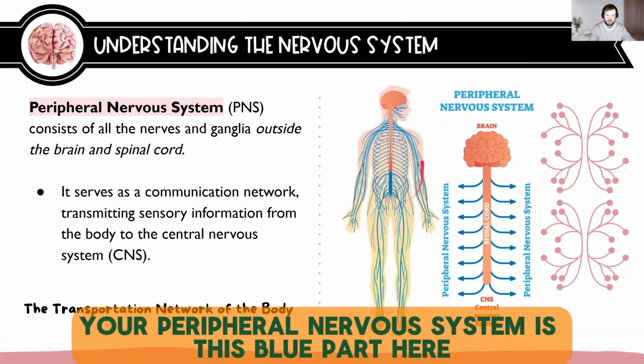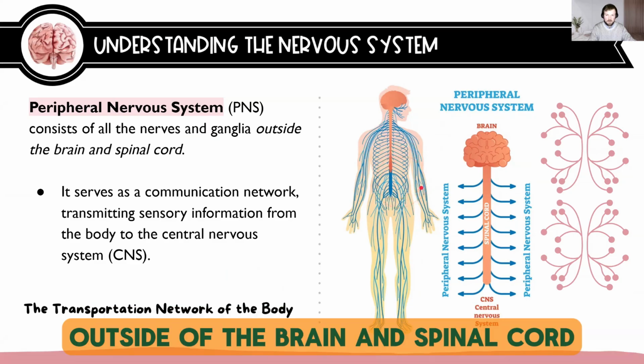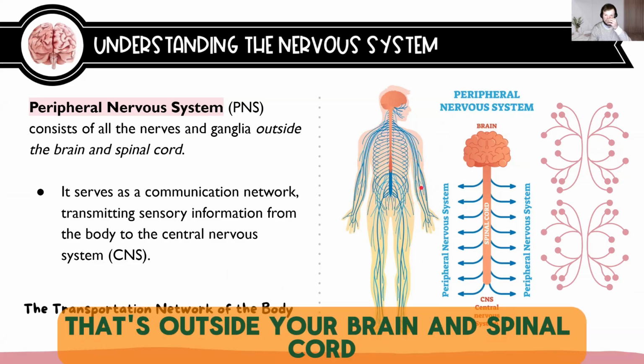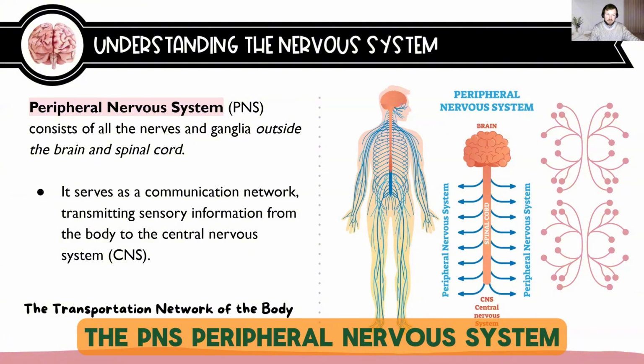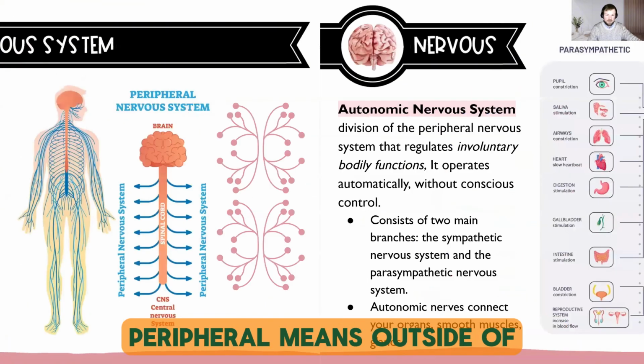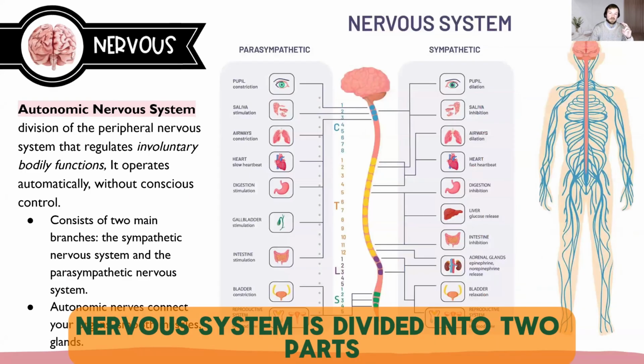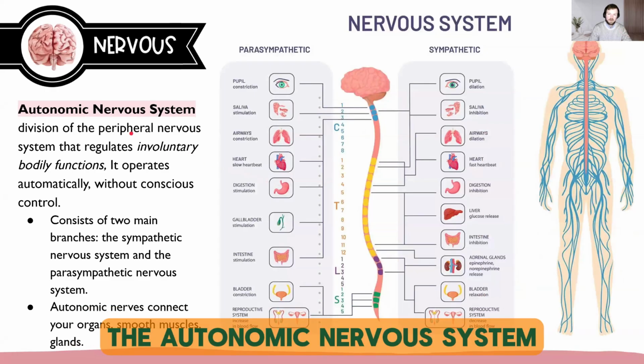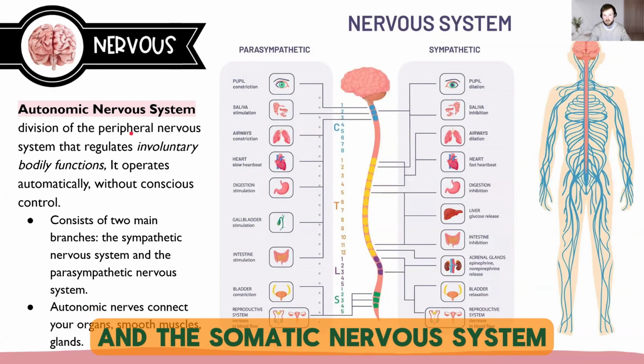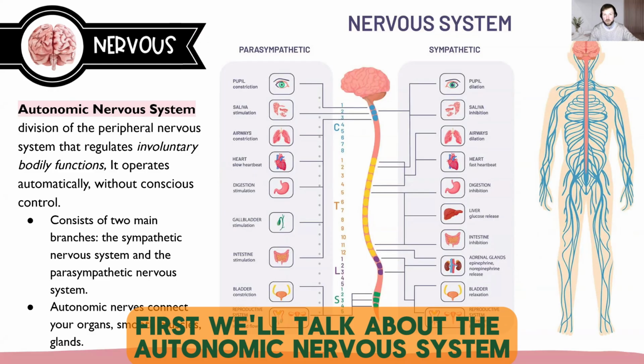Your peripheral nervous system is this blue part here, outside of the brain and spinal cord. Any part of your nervous system that's outside your brain and spinal cord. The PNS, peripheral nervous system. Peripheral means outside of. Now, your peripheral nervous system is divided into two parts, the autonomic nervous system and the somatic nervous system. First, we'll talk about the autonomic nervous system.